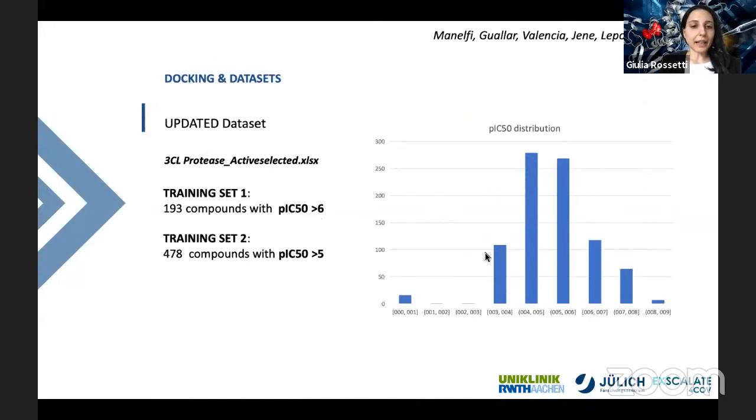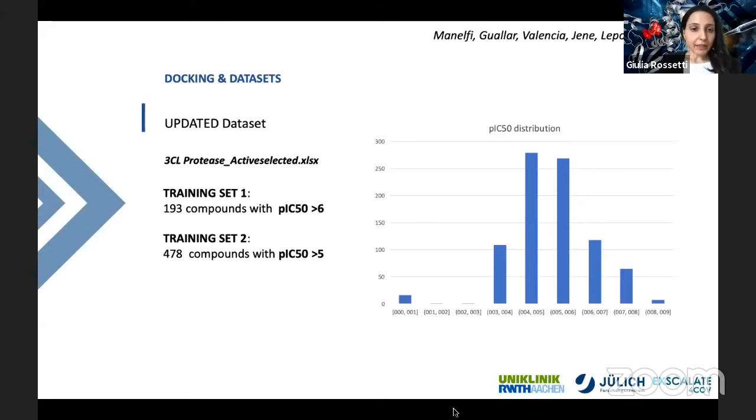And therefore, we decided to select two training sets among the experimentally measured compounds that are supposed to be active against our target. One where we only consider the very good binders, so we put a cutoff of pIC50 higher than 6. But you can see by yourself from the distribution of the pIC50 in the experimental data set that by doing so, we cut a huge part of the chemical space. So we really leave behind a lot of compounds. Therefore, we establish also a second training set with a less restrictive cutoff, because especially in the phase of establishing a protocol, it is never good to be so drastic, as you might lose from the beginning important parts of the chemical space.